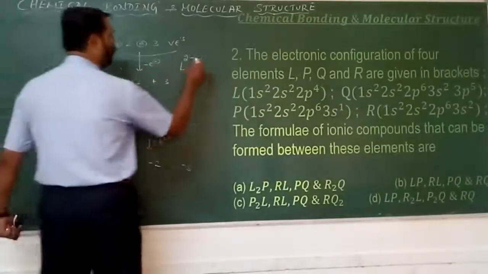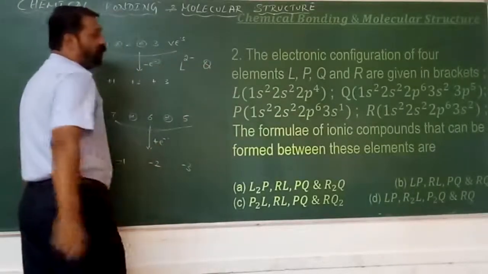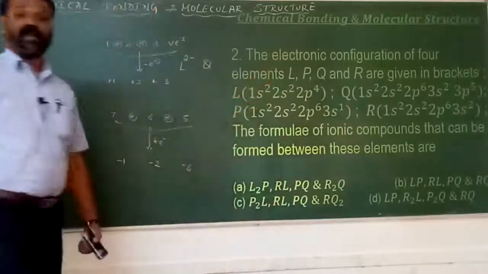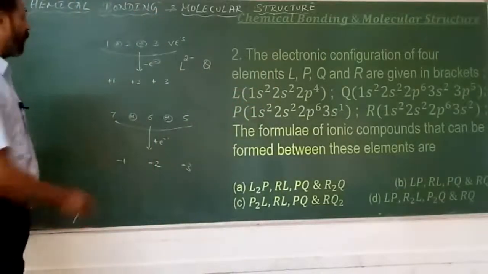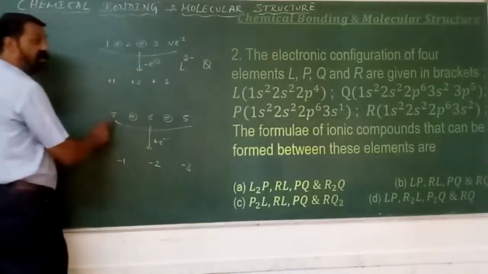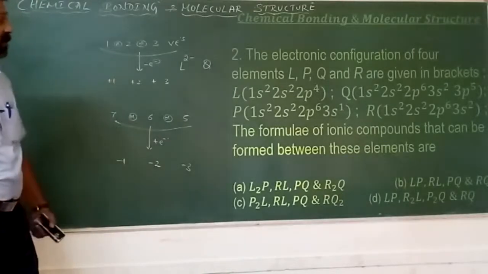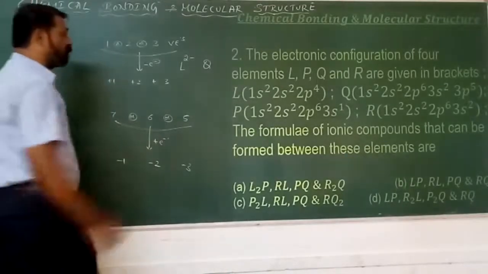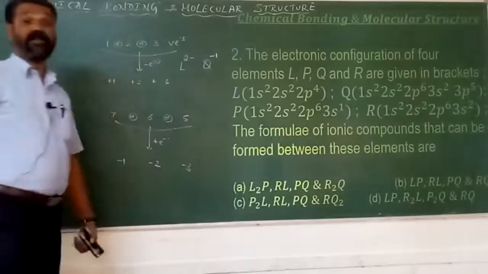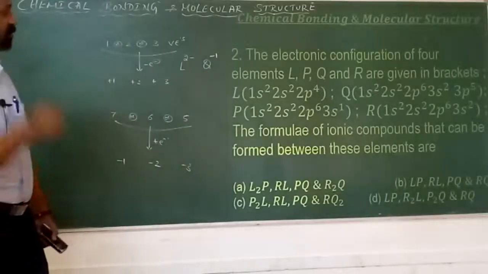Let us take Q now. Q: 1s2, 2s2, 2p6, 3s2, 3p5. 3s2, 3p5 means totally how many valence electrons are there? It is 7. If it is 7, what can we decide? It is minus 1. Means Q has an oxidation state, or charge, of minus 1.